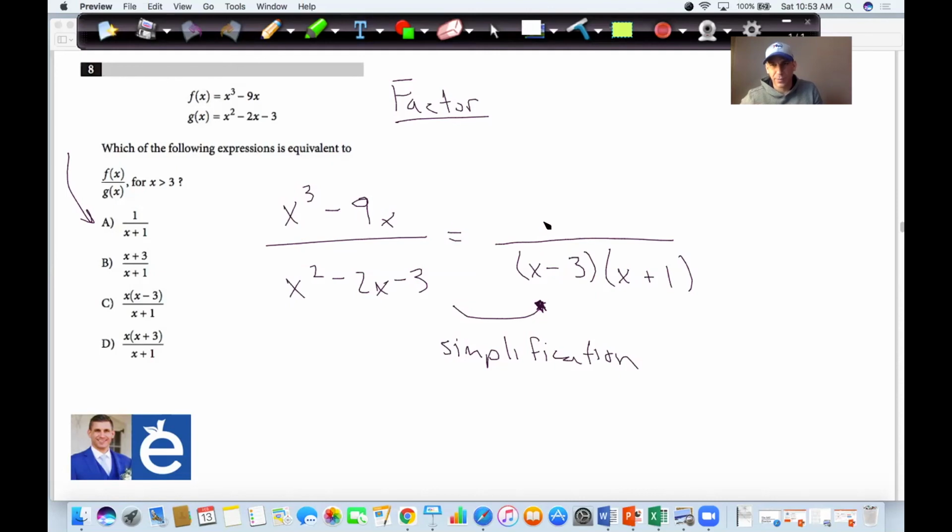Here's one quick tip I will give you. Now that I have x minus 3 in my denominator, I'm thinking to myself, okay, well, I have to have that somewhere, right?